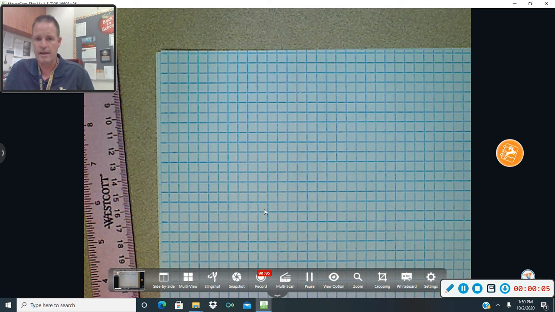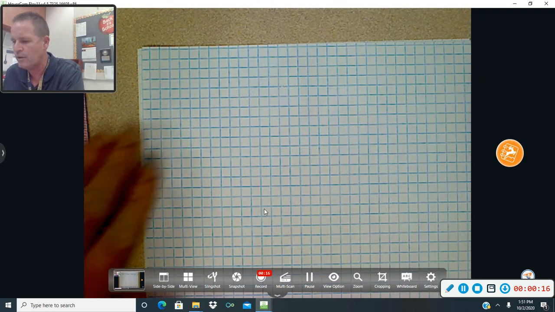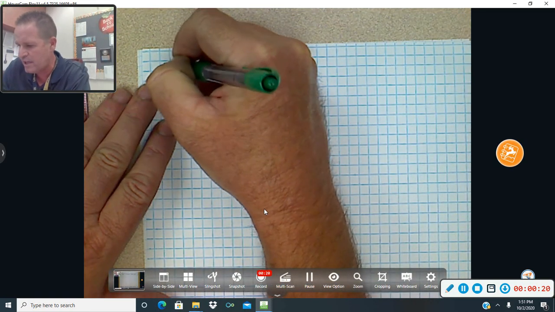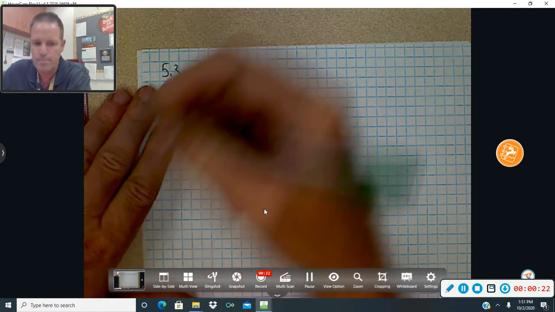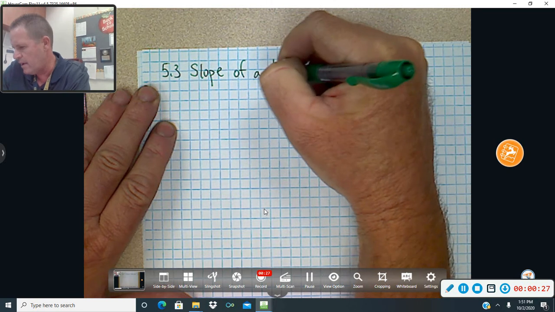Hey guys, got a quick lesson here on how to actually find the slope of a line. Now we've been working this week on graphing using the slope and y-intercept. Well, now we want to take a little bit of a look at what is slope of a line. So this is out of your textbook at home, section 5.3, slope of a line.